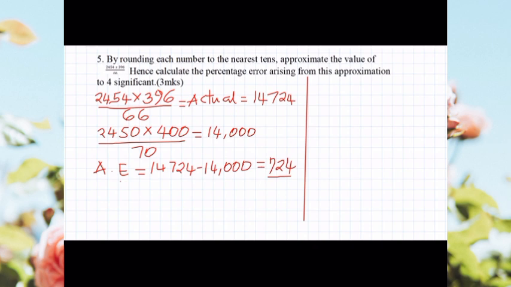So to get the percentage error, we get the relative by taking the absolute error 724. We divide by the actual value. Our actual value here is 14,724. And now this value we multiply by 100% so that we can obtain the percentage error. So to get the percentage error to four significant figures, it's going to give you 4.917%.